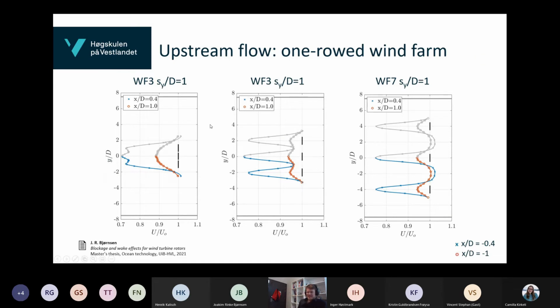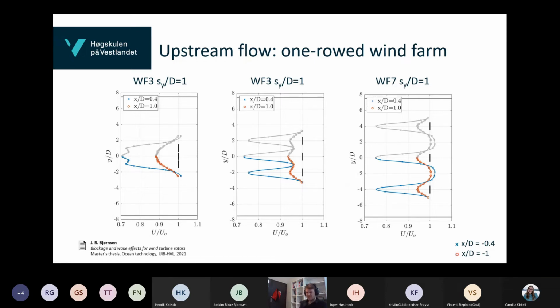So the results of this first setup that we tried, so this is just three aligned disks in one row, and we measured the upstream velocity at a distance of one rotor diameter upstream. These are the red points, and even closer to the disks, the blue points, which gave, of course, a higher velocity reduction.